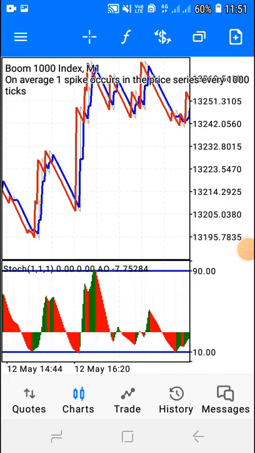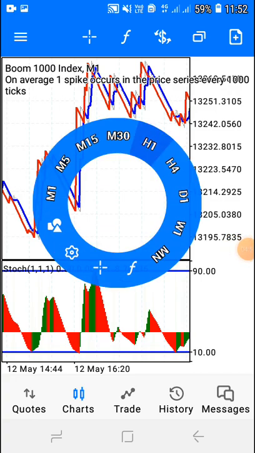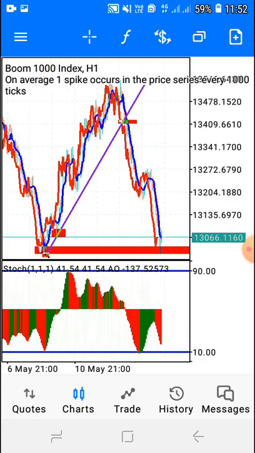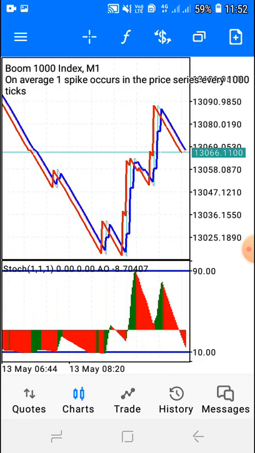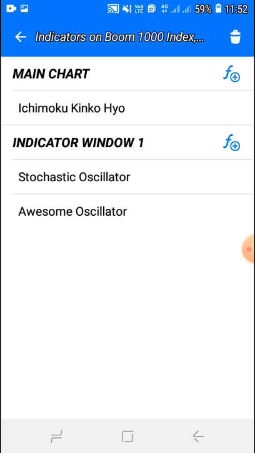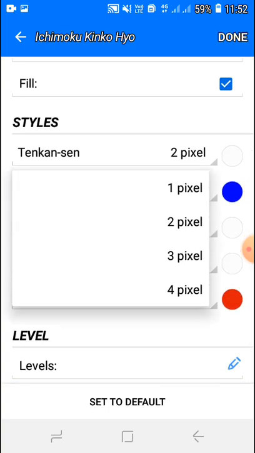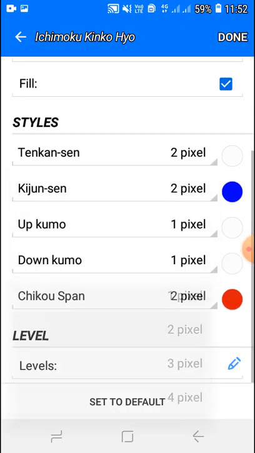Okay, so once you have your Ichimoku and your awesome oscillator, since we know that the market is moving in a downtrend on the 1 hour time frame, the next thing we're going to do is, let me just make the Ichimoku lines a bit thinner, because it's too big. Let's just go back to 2 pixel before we continue.